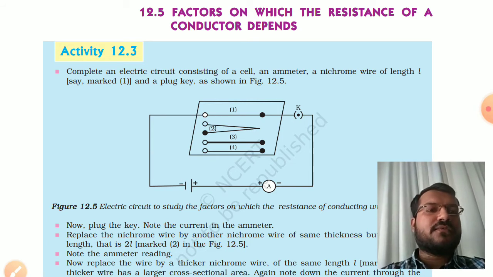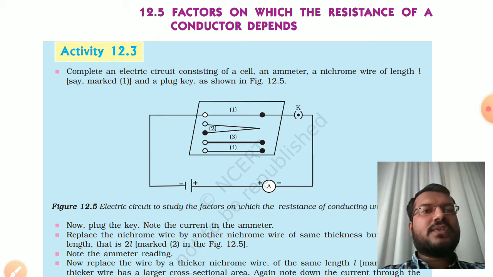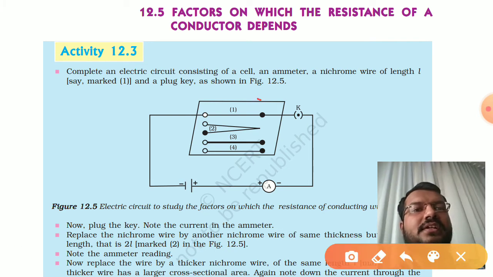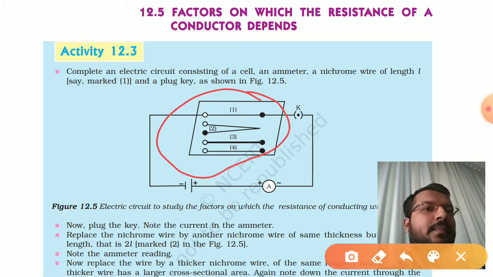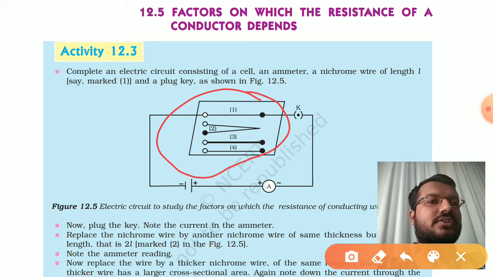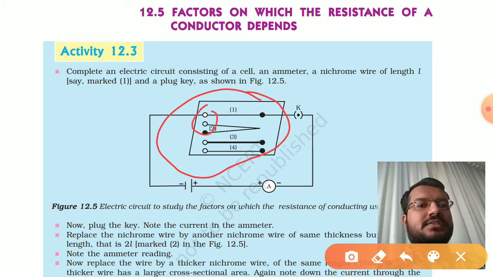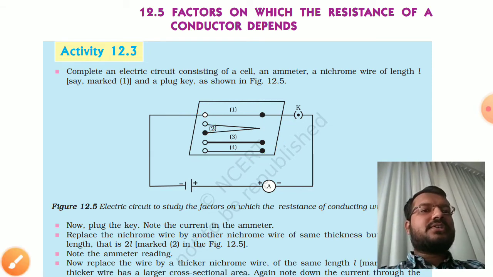Before studying those factors, let's take one activity, activity 12.3. Complete an electric circuit consisting of a cell, ammeter, nichrome wire of length L, marked 1, and a plug key as shown in figure 12.5. Here only this part will change. The plug key K, the ammeter A and the cell are constant. Only the nichrome wire connected between these two points will change.